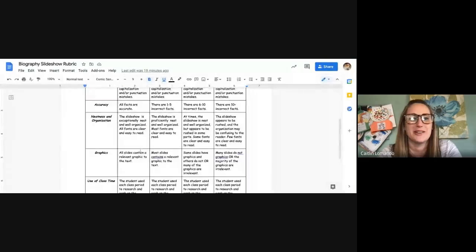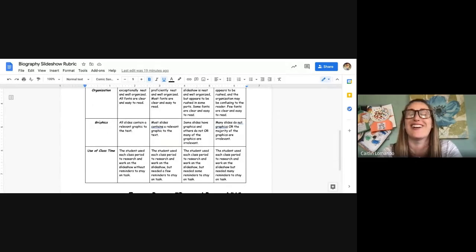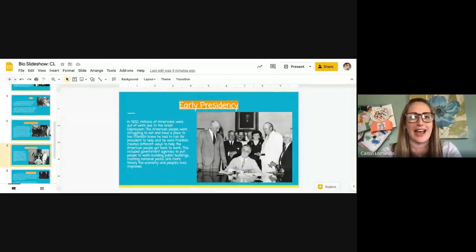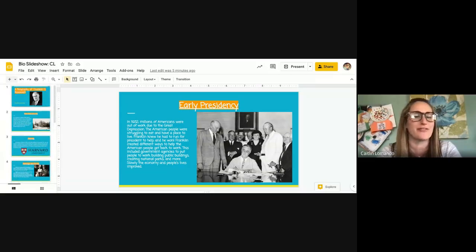Let's look at our next section. Graphics. All slides contain a relevant graphic. So let's talk about the word relevant. It means it makes sense. As I mentioned in our last lesson, I love cats. You're not going to see any pictures of cats on my Google slideshow because Franklin Delano Roosevelt certainly isn't known for his love of cats.